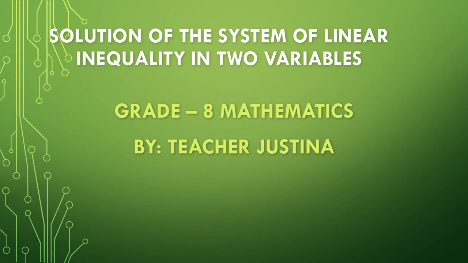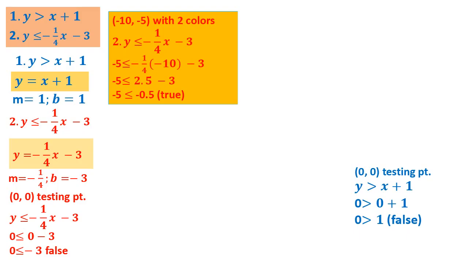Our video for today is all about finding the solution of the system of linear inequality in two variables. So let us explore. Okay, so let us have this system of linear inequality. The first is y is greater than x plus 1, and the other inequality is y is less than or equal to negative 1/4 x minus 3.